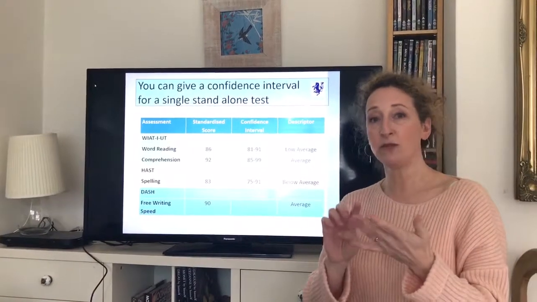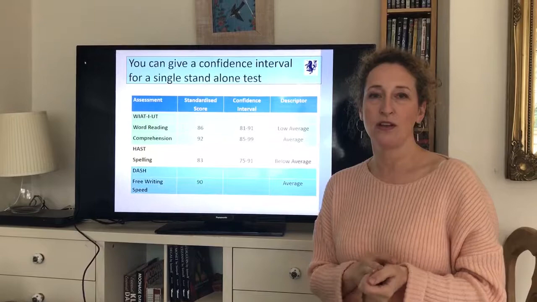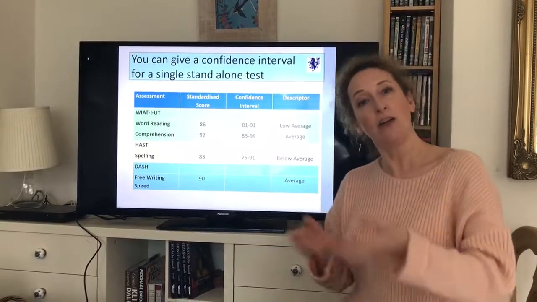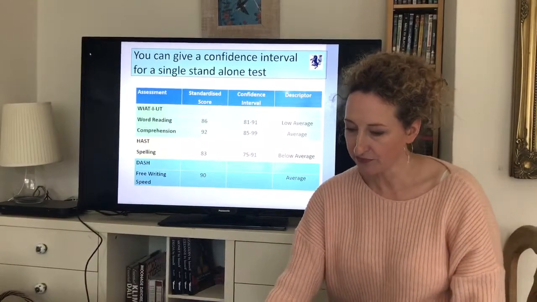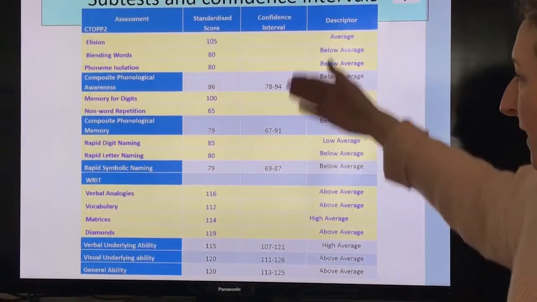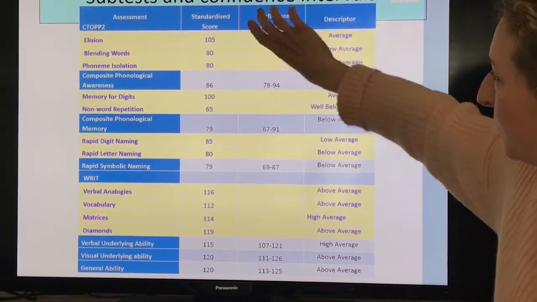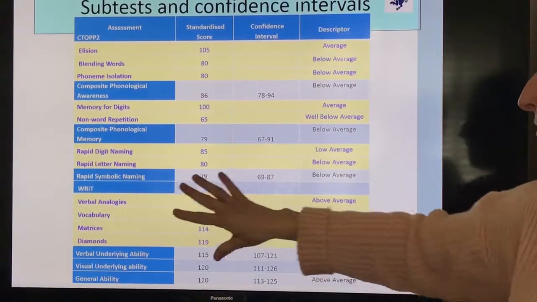If I went ahead and did all the DASH and then got my composite score for speed of handwriting, I could put my composite for speed of handwriting. Again, I've done a more thorough one here. So you can see the confidence interval section is not filled in as much as other areas.